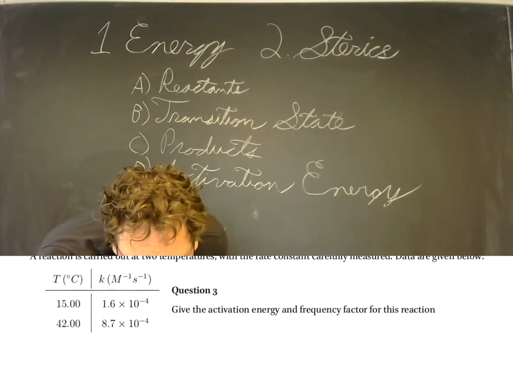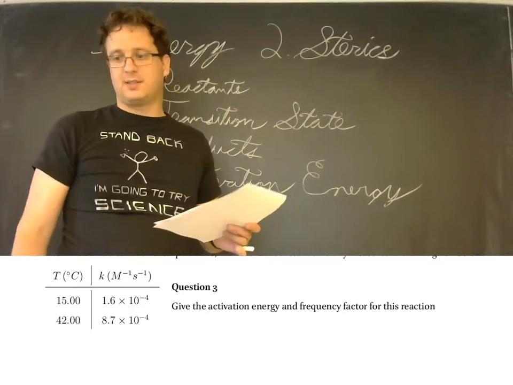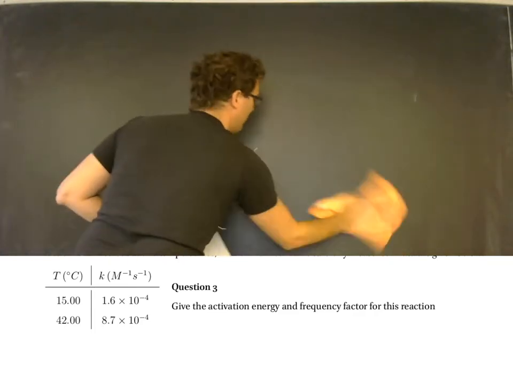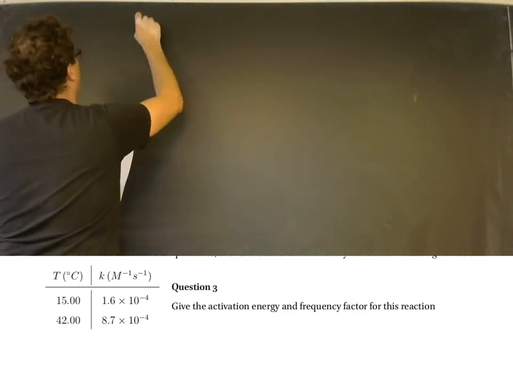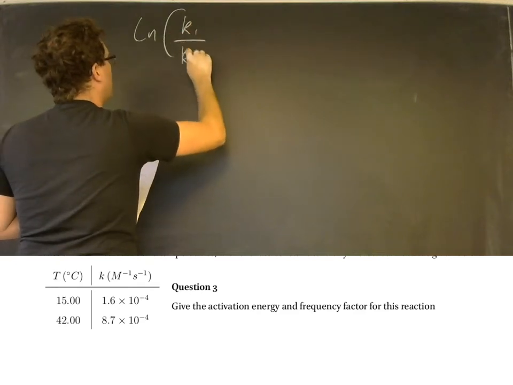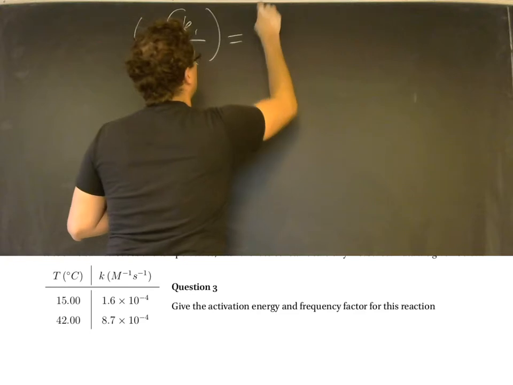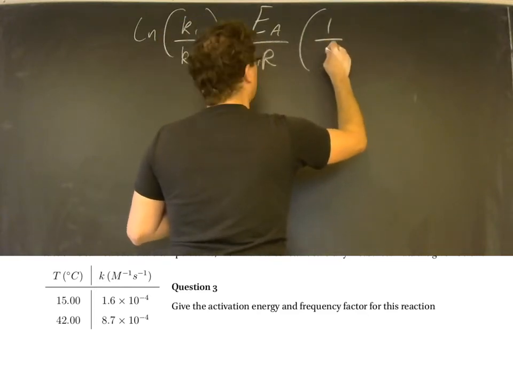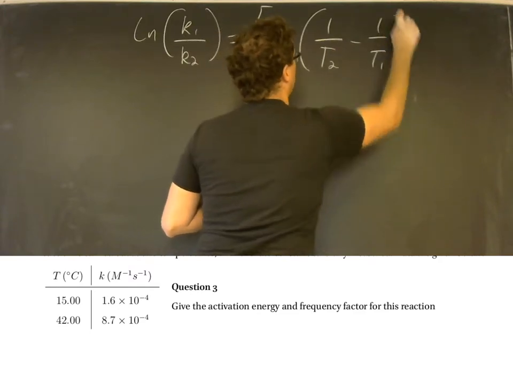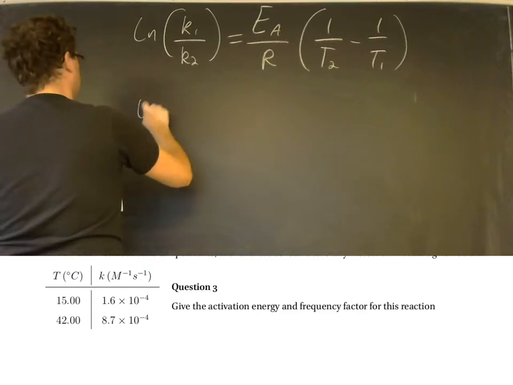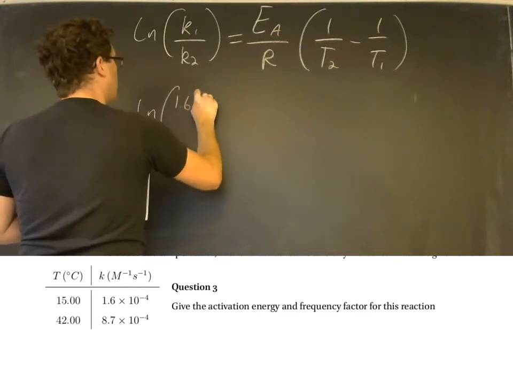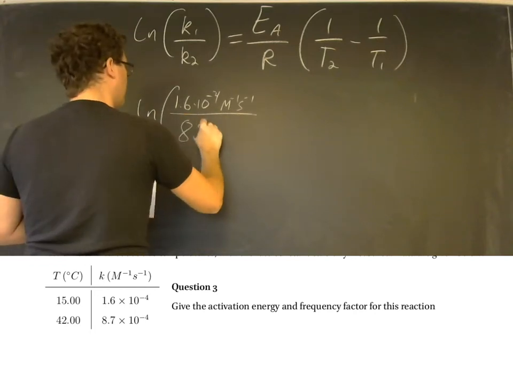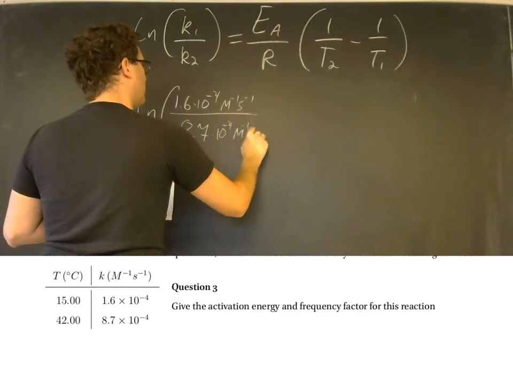So question 3 gives you this table of data and asks to find the activation energy and the frequency factor. So we're going to use two different equations here. The first one for the activation energy says that the natural log of K1 over K2 is going to equal the energy of activation over R times 1 over T2 minus 1 over T1. So for our data here, that means the natural log of 1.6 times 10 to the negative 4th inverse molar inverse seconds over 8.7 times 10 to the negative 4th inverse molar inverse seconds.